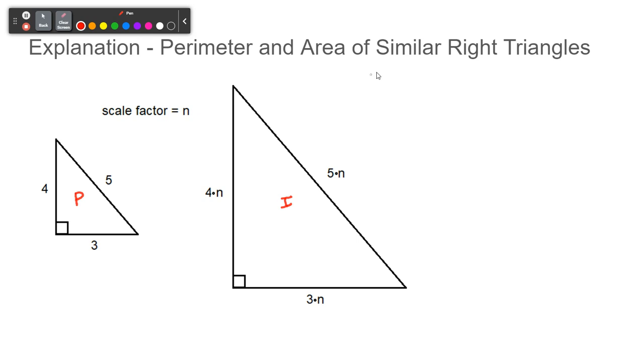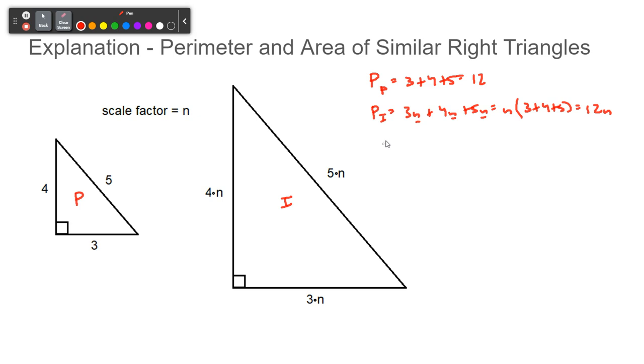What is the perimeter of the pre-image? We add up all the sides: 3 plus 4 plus 5. That is 7, and 5 is 12. What's the perimeter of the image? That's going to be 3n plus 4n plus 5n. Because each term has an n, you can factor out the n, and it's just 3 plus 4 plus 5. That is 12n.